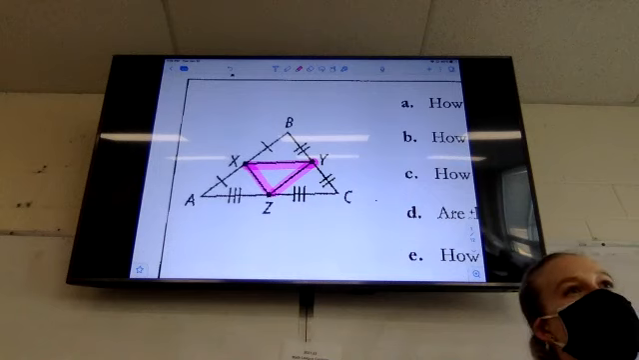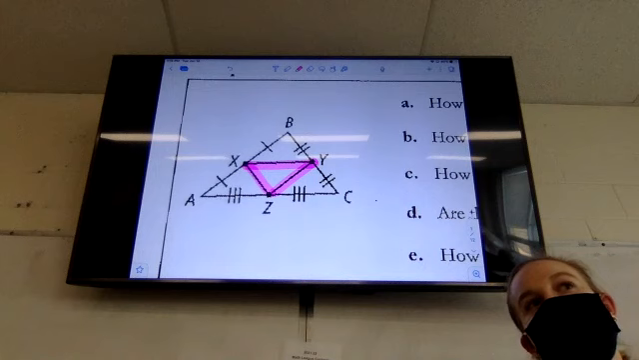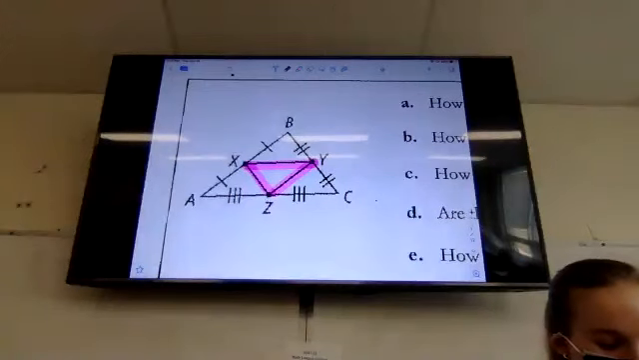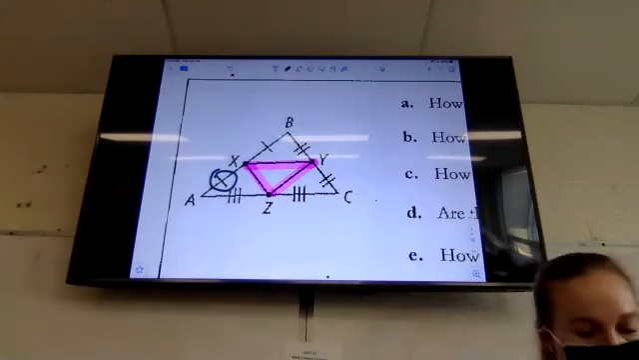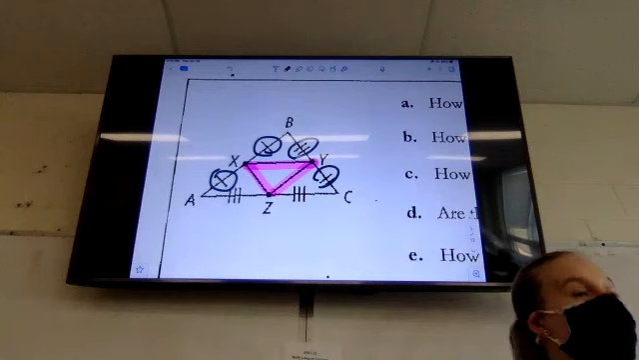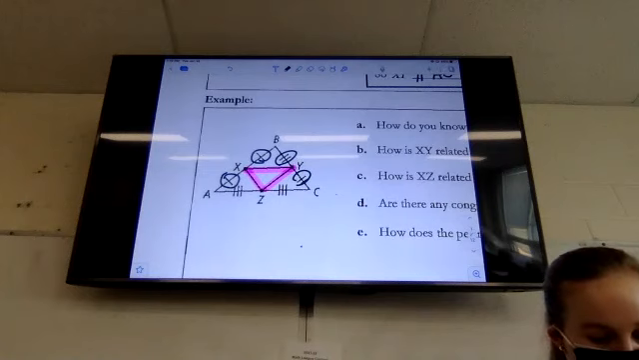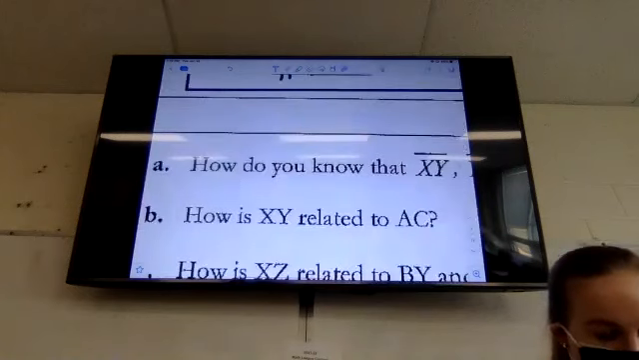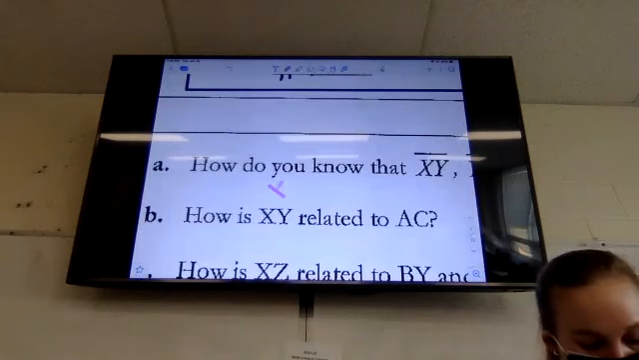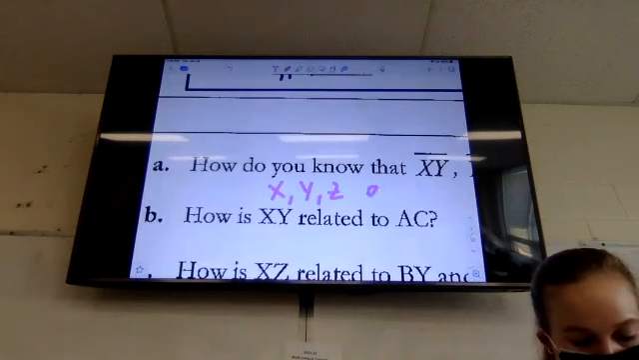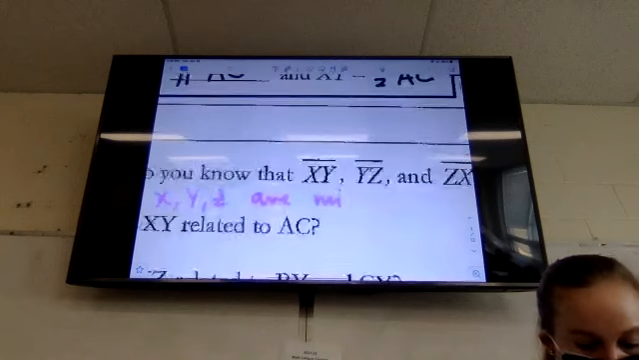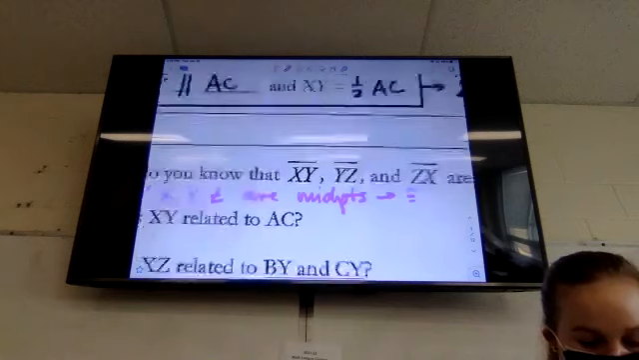Yeah, Chris? The lines on either side of them are congruent. So that makes point X what? A midpoint, and that makes point Y a midpoint, and that makes point Z a midpoint. Very good. So because we see the congruent marks, we know that they are midpoints. So I'm going to write X, Y, Z are midpoints. And we know that they're midpoints by the congruent marks.